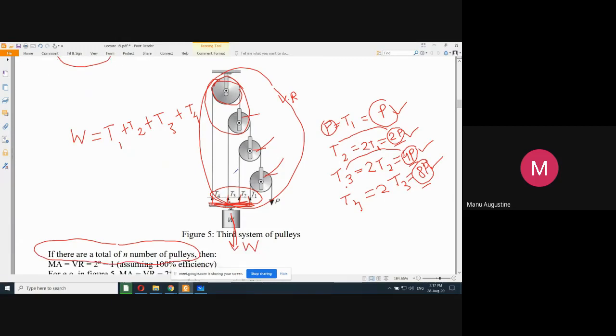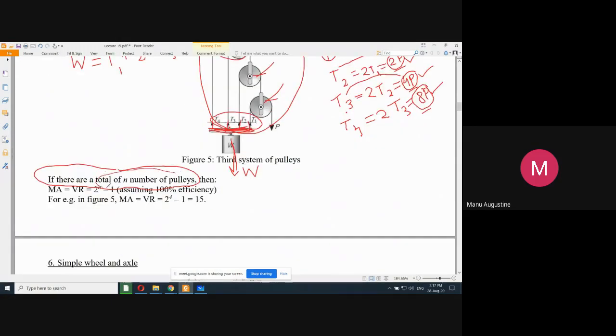So if the total number of pulleys is small n, then your formula for velocity ratio is simply 2 raised to power n minus 1. This is the formula that we have derived.